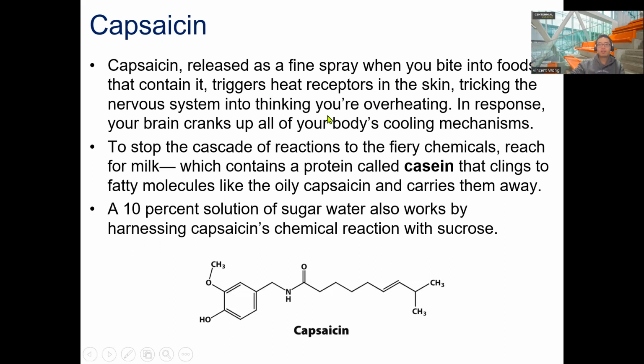How do we stop it? Well, you see people who go to these pepper eating contests, they usually have milk, right? Because milk has a special protein called casein, and it will stick to capsaicin, which is a hydrophobic molecule, and help carry it away. It helps them bind together and just wash it away. And a sugar solution also works because the capsaicin will react with sucrose and get neutralized that way. Anyway, just thought that was interesting to share.